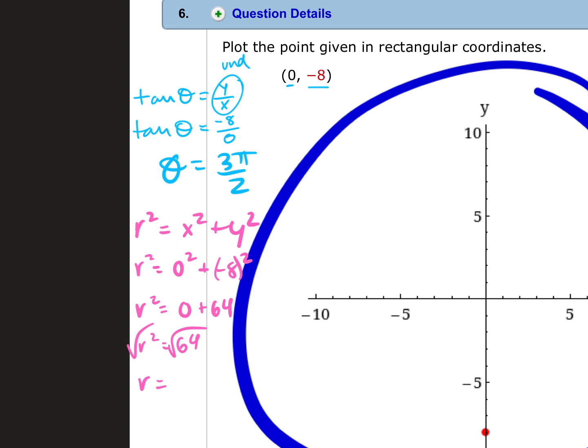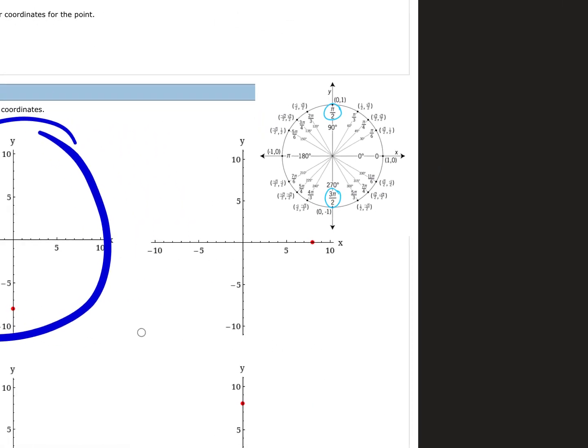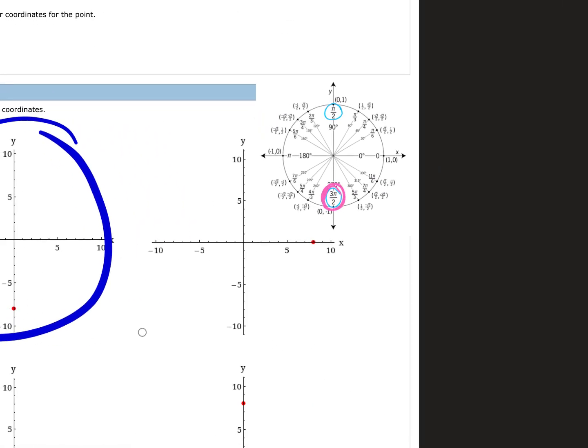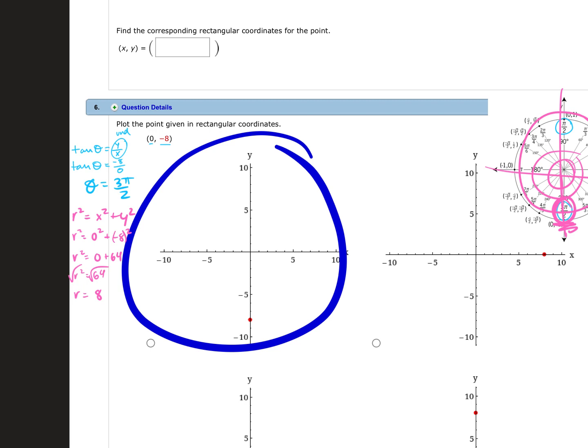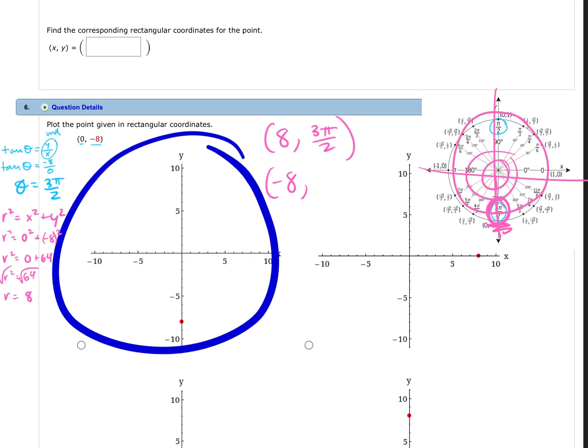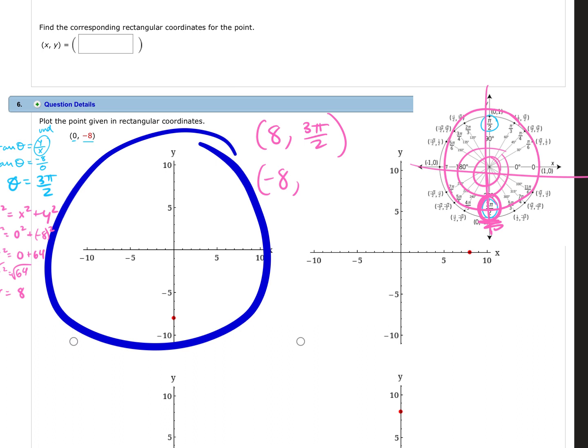What is r? 8. We would say plus or minus 8, but if we are going to 3 pi over 2, if we're looking at this point on our polar graph where we have all the rings, would I have to go negative or positive 8 rings out? Positive 8, because I'm going to 3 pi over 2. So here, my point would be 8, comma, 3 pi over 2. If I went to negative 8, what would my theta have to be? Pi over 2.